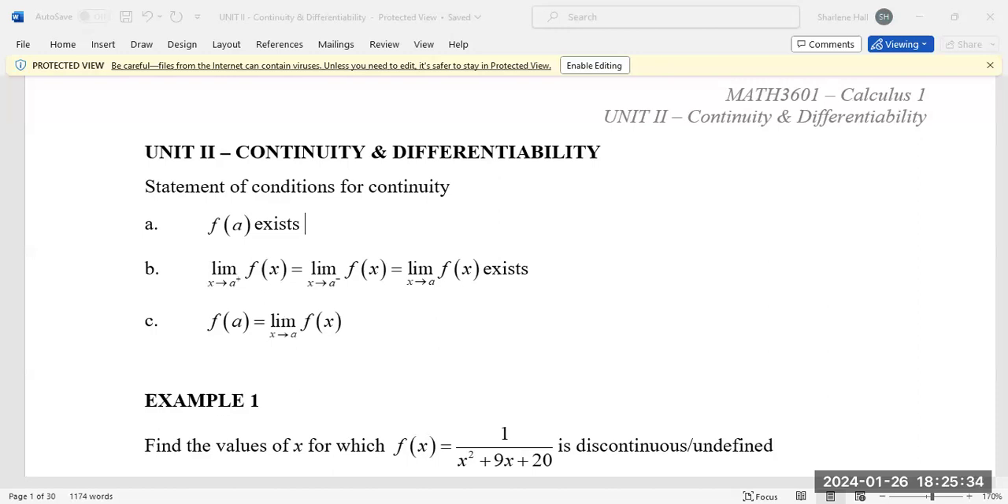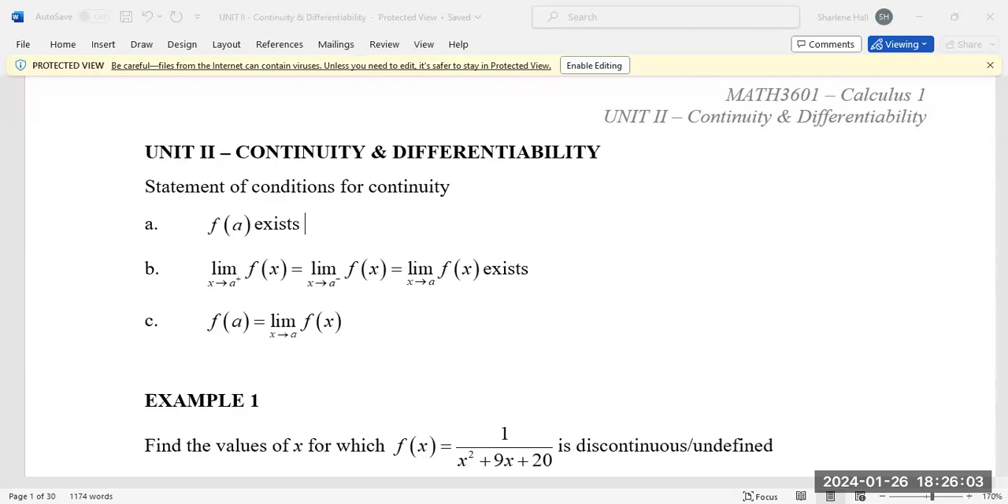There are 3 conditions, and I would love for you to just read through those conditions. Just read through them a couple times over, and then I'm going to come and explain it. This is a possible multiple choice question for you to understand what continuity is. There are 3 conditions for continuity to take place. And then we're going to be looking at some examples of continuity, if a function is continuous or discontinuous.